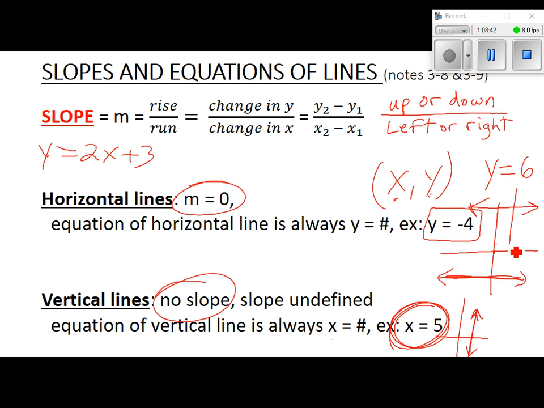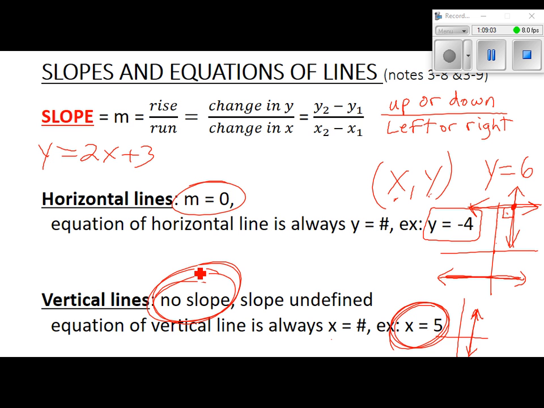If I drew a vertical and a horizontal line on the same graph, what do you know about these two lines? Give me a little more information. What kind of angle is that going to be? It's going to be a right angle. They're going to be perpendicular to each other. Every vertical and horizontal line is perpendicular.